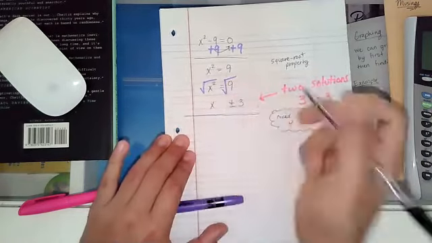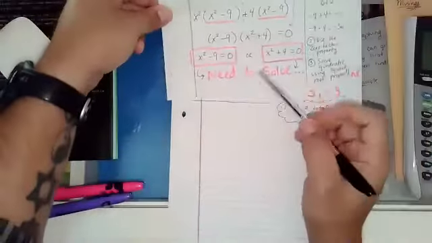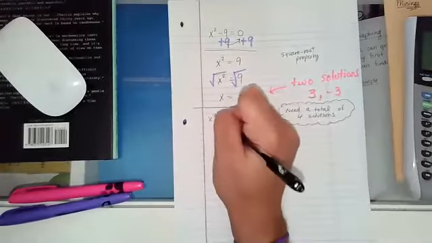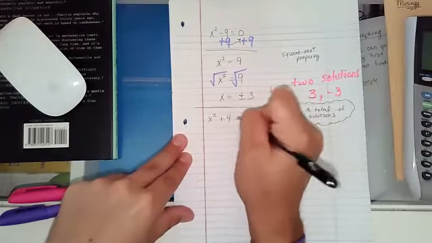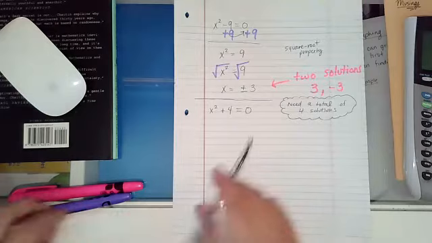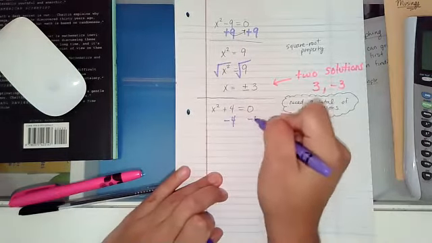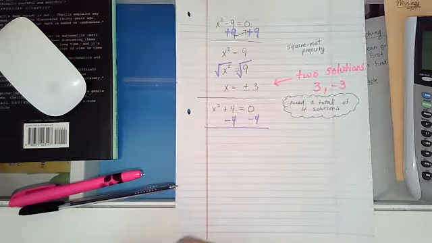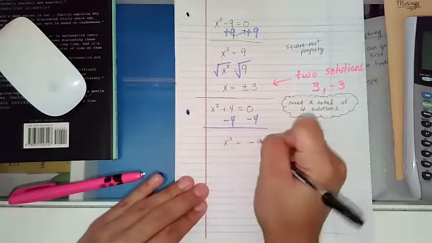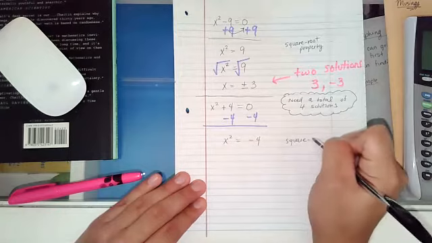So you can't forget to take the other factor, which was x squared plus 4 equals 0. And then solve that, again, using the square root property. So I would subtract the 4 on both sides here. So you would have x squared is equal to negative 4. And then I would use the square root property on this.